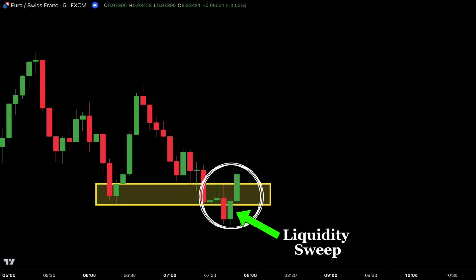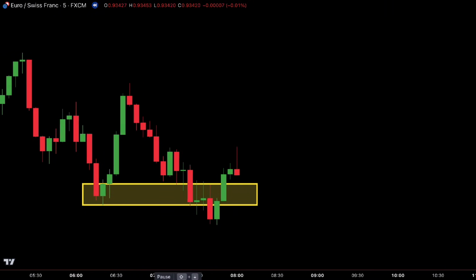The liquidity sweep. When the price dips below the demand zone, it triggers the stop losses of traders who entered too early. This process generates the liquidity that large institutions need to complete their remaining buy orders. After this sweep, the price often closes back inside the demand zone. This is a clear indication that institutions are ready to push the market higher.